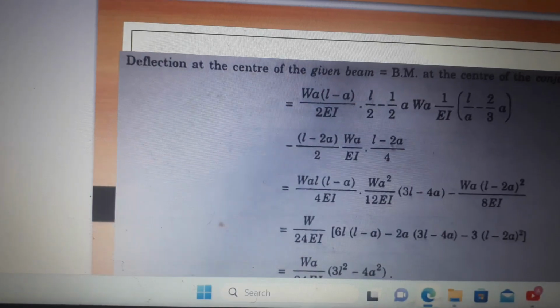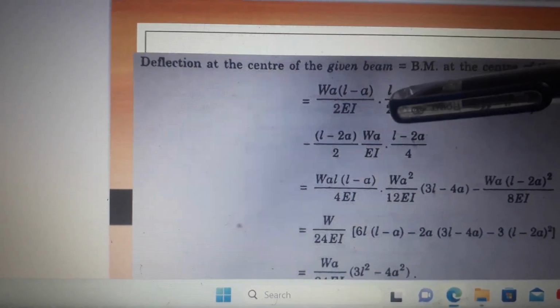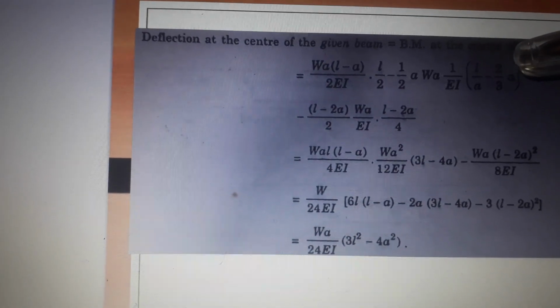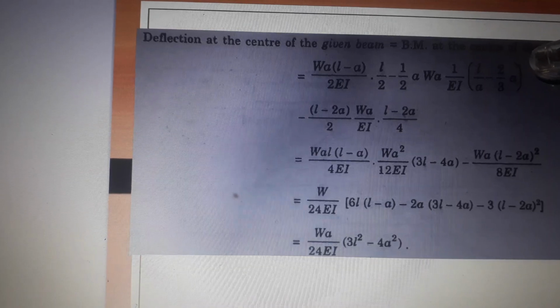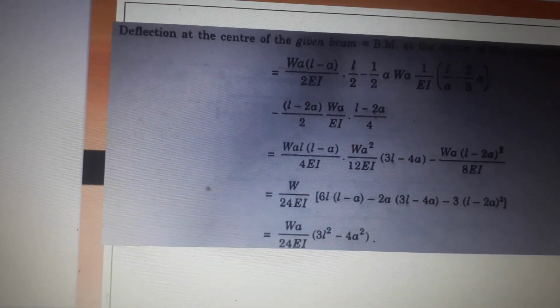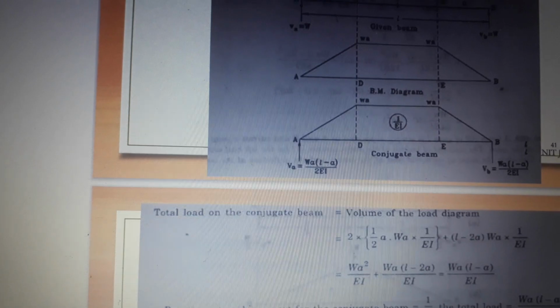Deflection at the center of the given beam is equal to the bending moment at the center of the conjugate beam, which is equal to WA into (L minus A) divided by 2EI, into L by 2. Since in this diagram, the distance from the A end to the center is L by 2. Minus half A into WA into 1 by EI, into (L by 2 minus 2 by 3A), where 2 by 3A is this distance.